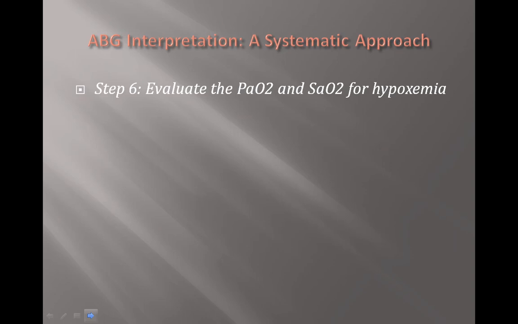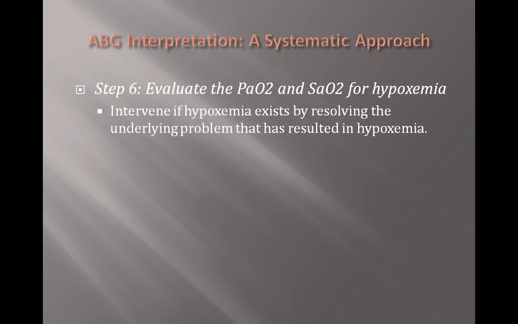Step 6 is a bit more simple, and that's looking at your oxygen parameters to determine whether your patient is hypoxemic. Determining whether a patient is hypoxemic or not is relatively simple, right? If they fall above 80, then they're not hypoxemic. If they fall below, well, then they are. I think the challenge, though, is to understand what's causing the hypoxemia and looking to treat that.